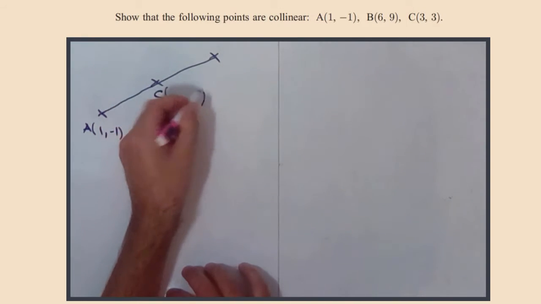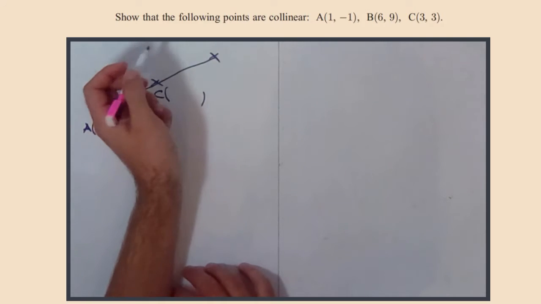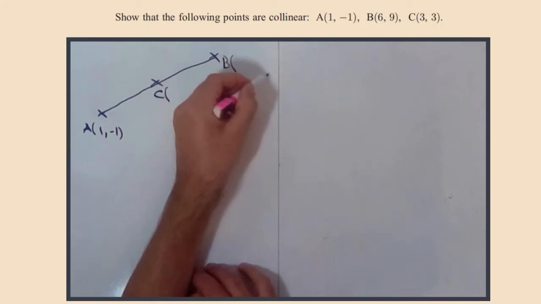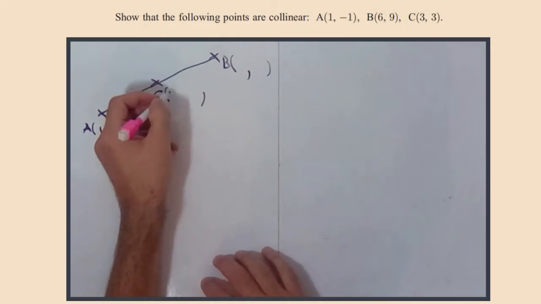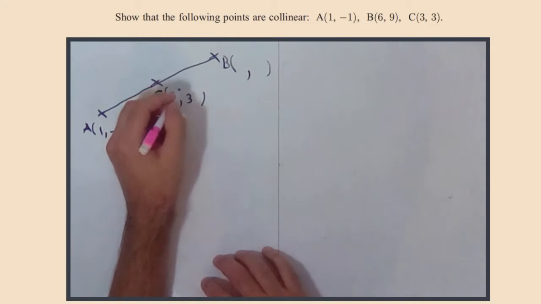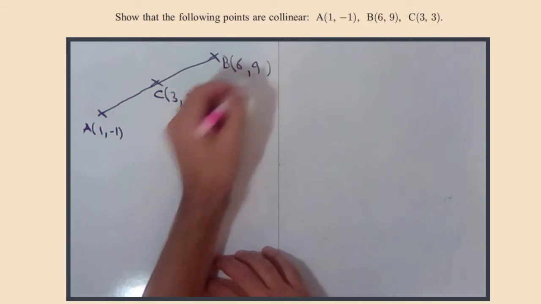You don't need to draw a sketch, but I'm going to do it for one of them, just because hopefully it will help. But the actual principle, it doesn't matter if your sketch is any good or not for many, many questions. So C is at (3, 3), and B is at (6, 9), right?